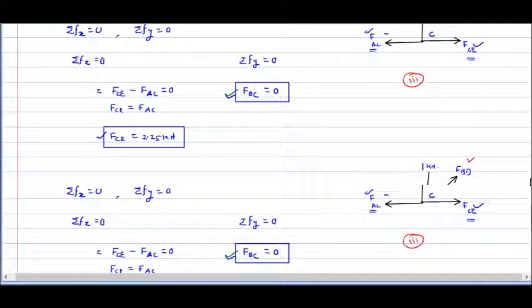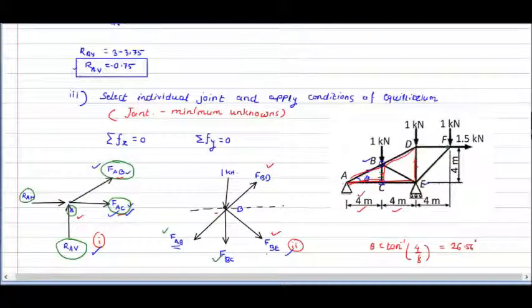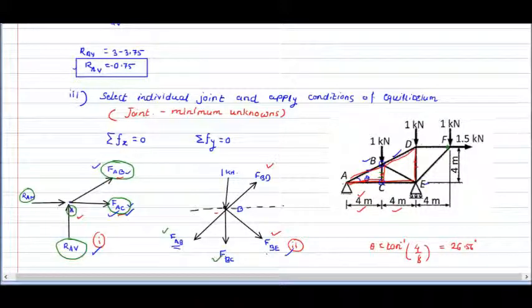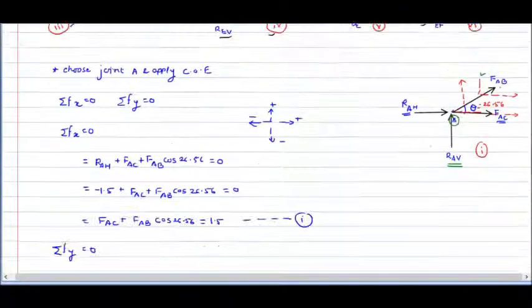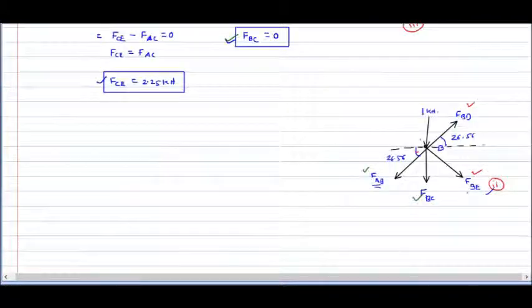It means whatever will be the angle for AB, that will be the angle for BD. If you observe here, BD and AB are collinear, so they are acting along the same line. That's why the inclination of both of these forces will be the same. So this is what the force values we got.